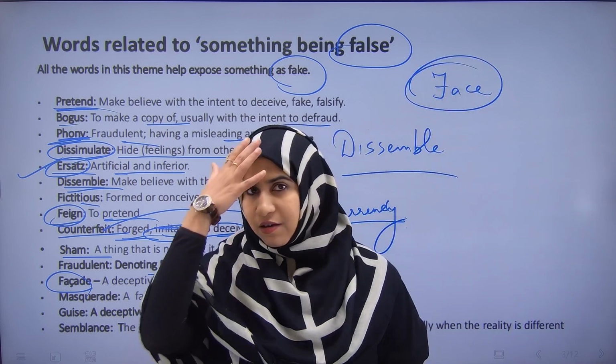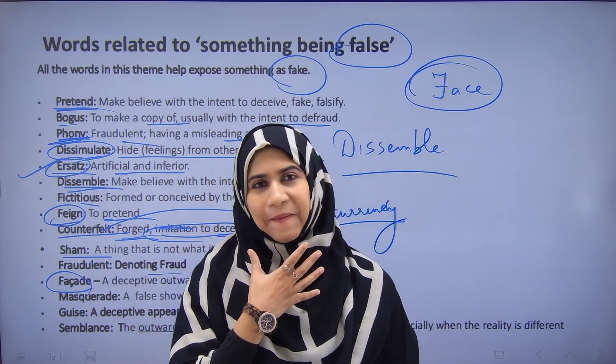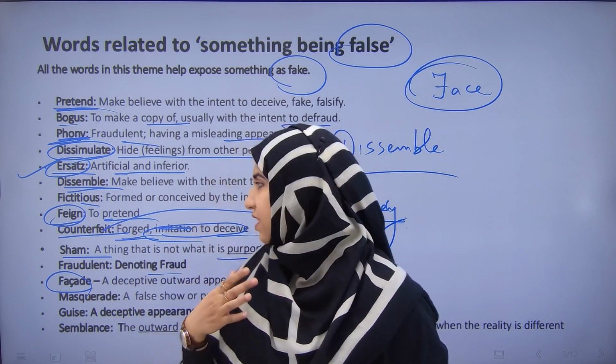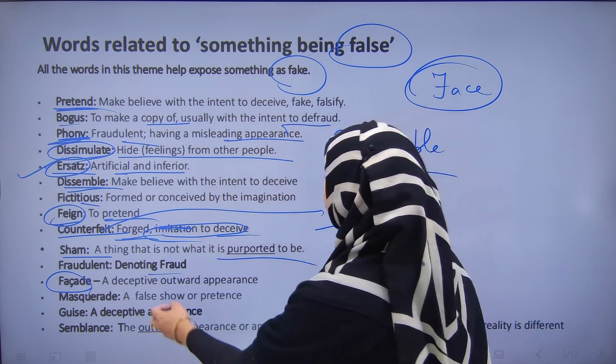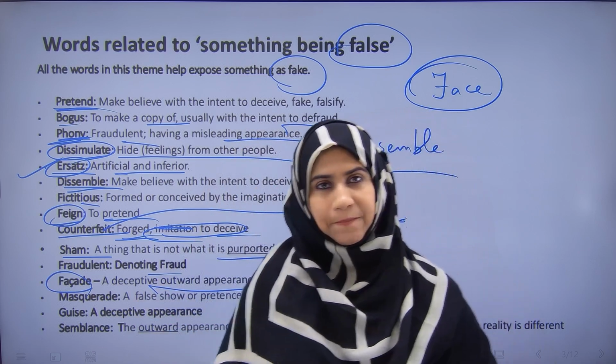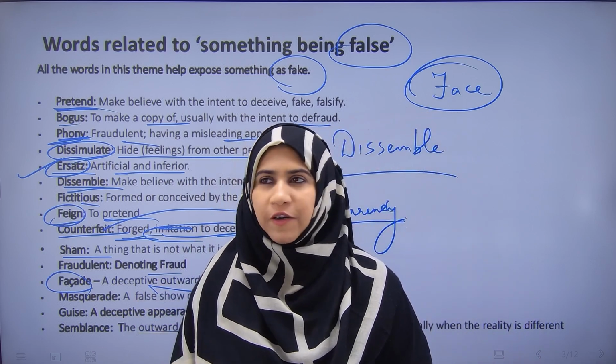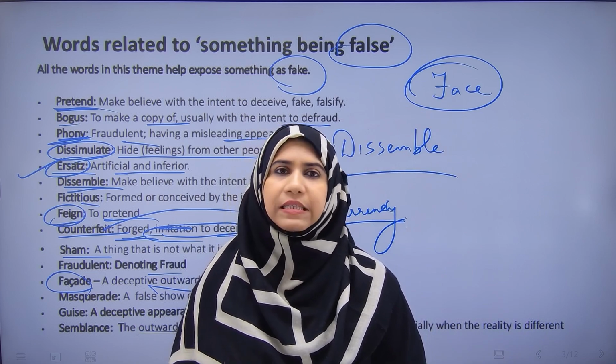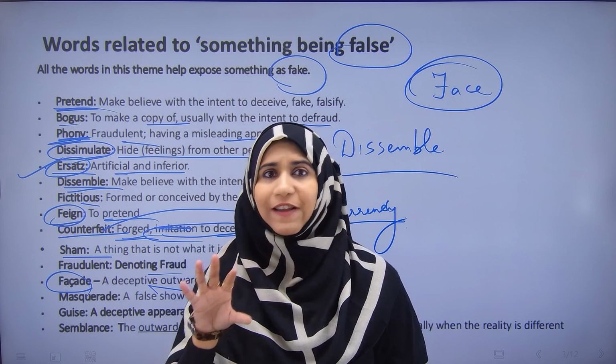You're wearing a face mask. चेहरे पे कुछ है, दिल में कुछ है. So facade is actually a deceptive outward appearance. Okay? Don't fall for her oily tongue. Okay? Oily tongue कहते हैं ना, someone who is glib and who is trying to manipulate you.